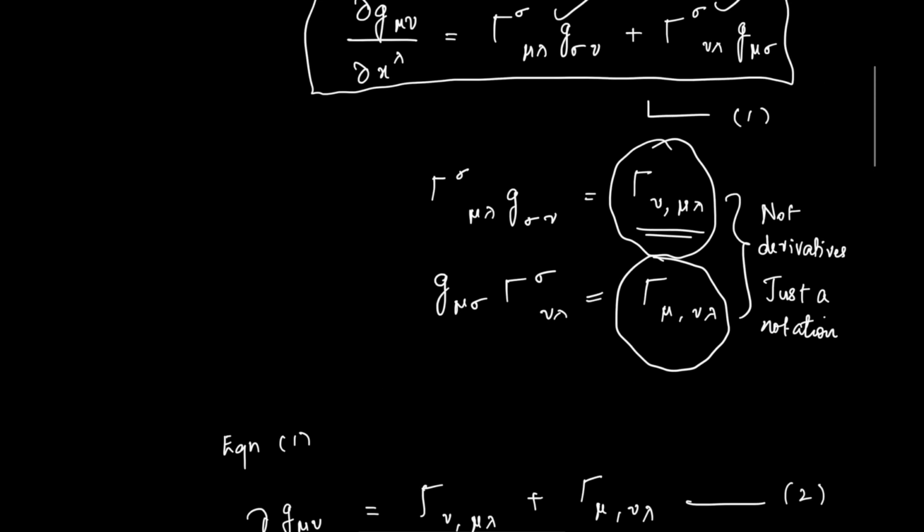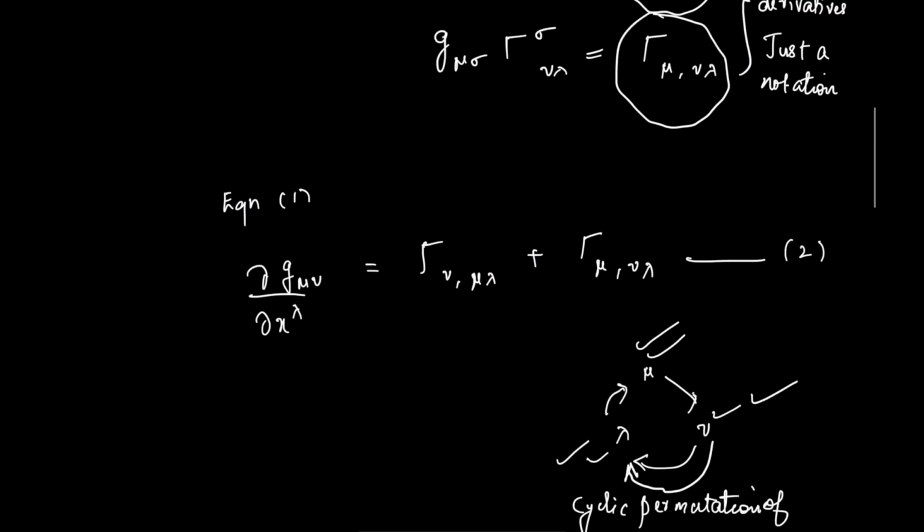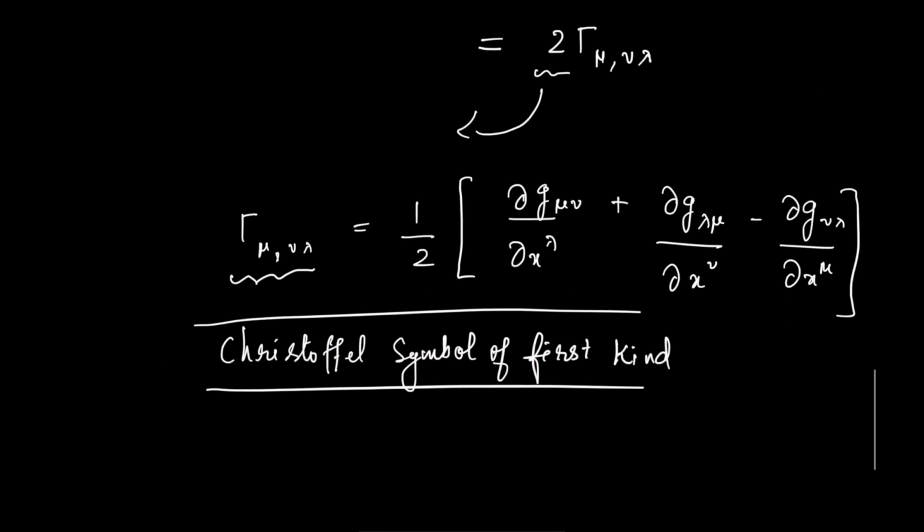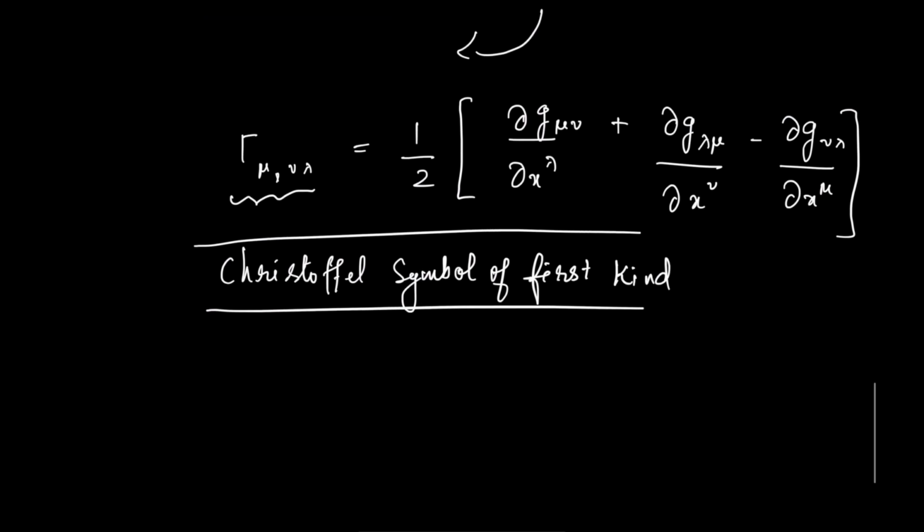So the Christoffel symbol of second kind is defined by multiplying the Christoffel symbol of first kind by g sigma nu. The Christoffel symbol of second kind has one contravariant index and two covariant indices. So this is the definition, and you can get the Christoffel symbol in terms of the fundamental metric tensor.